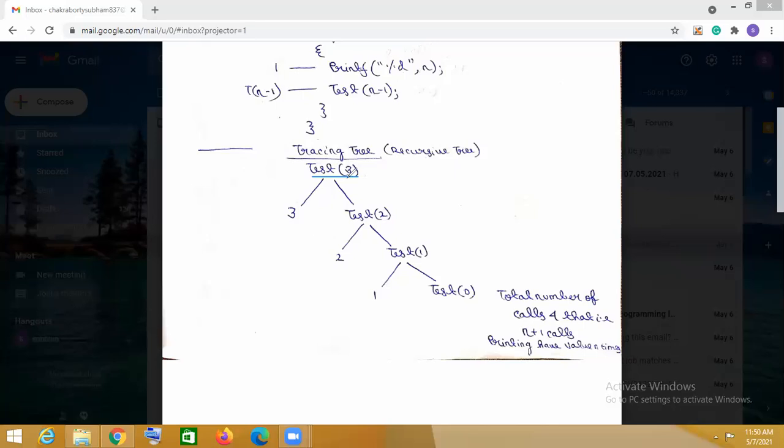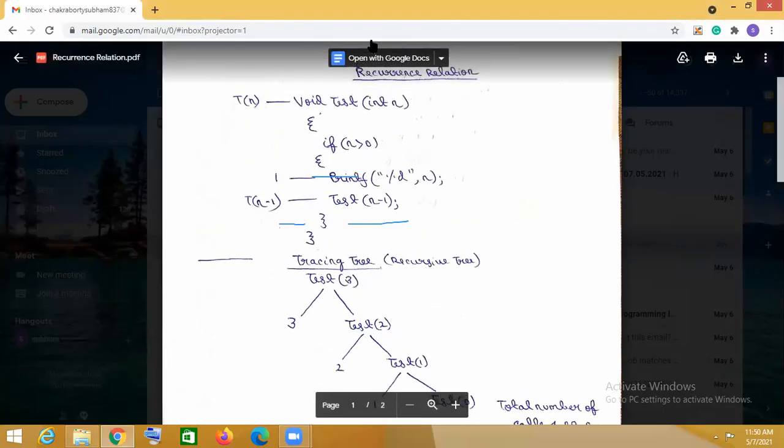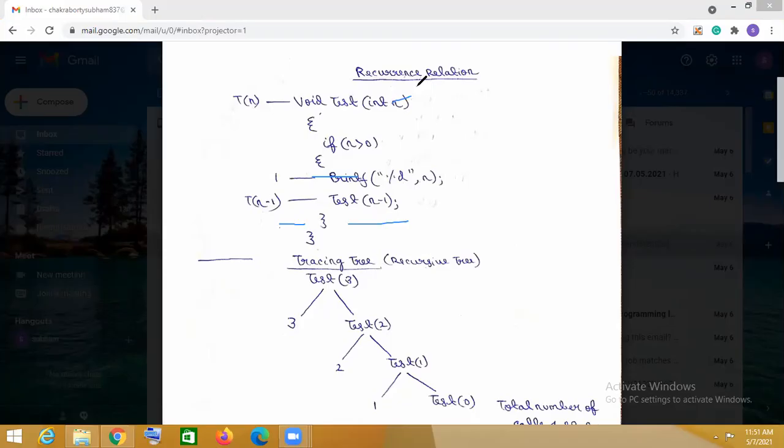So if we trace the tree, first the value 3 will be passed to the function. The 3 will be printed, because the condition mentioned is: if n is greater than or equal to 0, then print n and call the function itself. So n will be printed and the function will be called. That's how it works.